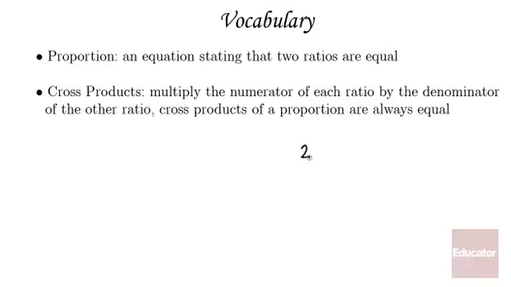For example, 2 over 5 equals 4 over 10. The cross product would be 2 times 10, and the other cross product would be 5 times 4. And notice that these cross products are equal: 20 equals 20. This only works in proportions, meaning two ratios are equal.